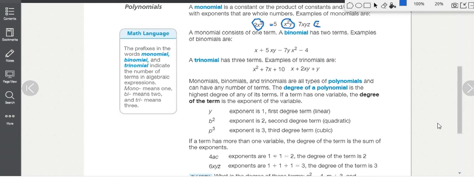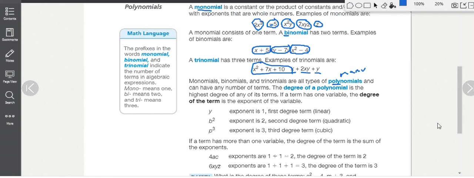Even though there's 7xyz, it's all linked together by multiplication, so it's a monomial, or 1. Binomial, as we know from bicycles, means there are 2 terms. So 1, 2. These are all kind of scrunched together a little bit, so it's hard to tell, but these are all separate binomials. And a trinomial looks like this, because we've got 1, 2, 3 terms linked by adding and subtracting. They're all called polynomials. Poly means many.